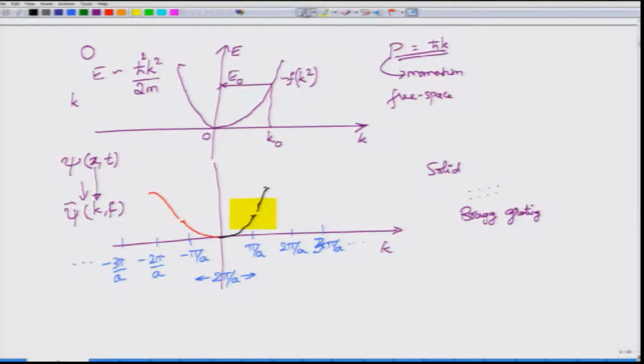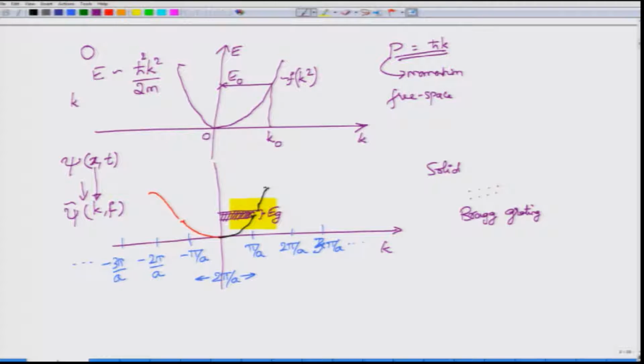If you try to find the corresponding energy, you see that for this momentum, the corresponding energy cannot exist. In other words, electrons are forbidden to have this energy. This is called the energy gap.